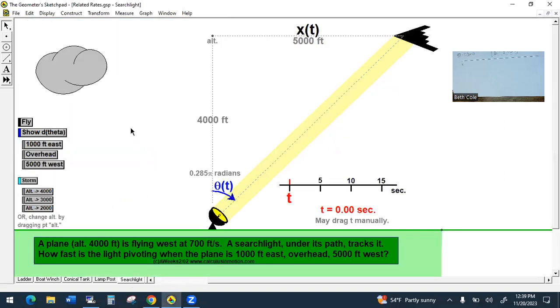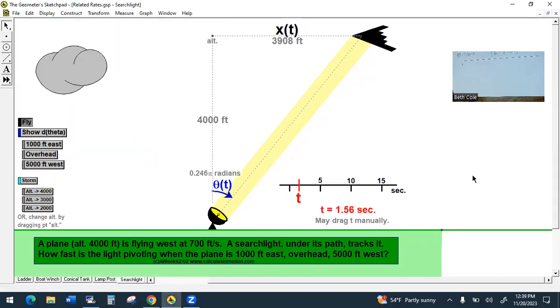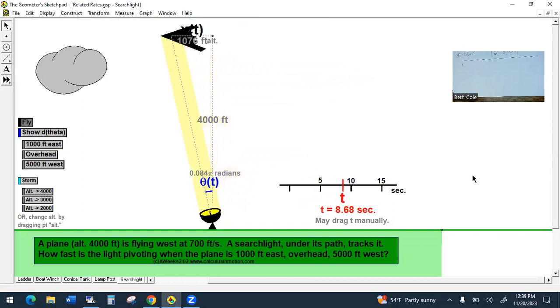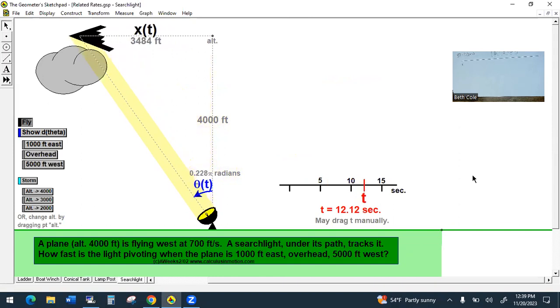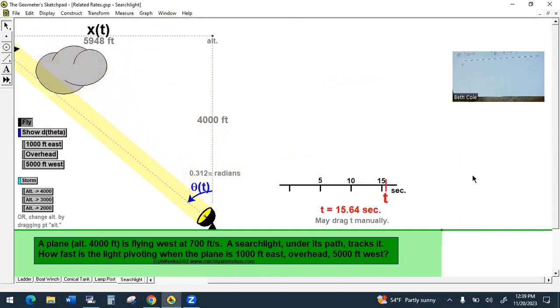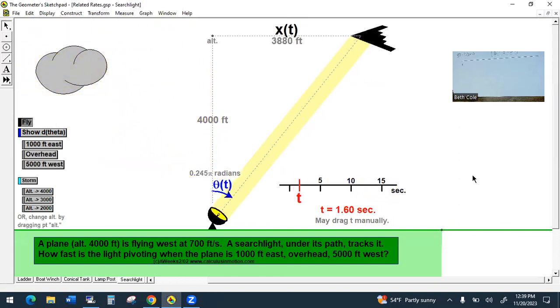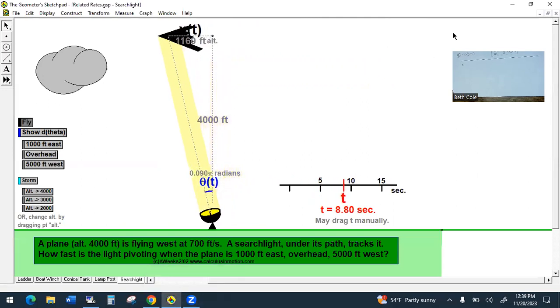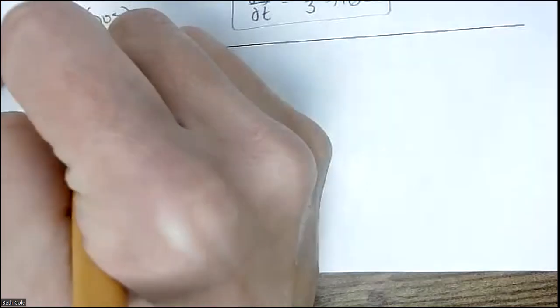So we did that one already. So this is the one, the plane is flying, and then there's a searchlight underneath that is rotating to follow it. And then it's going to go around the whole world and start over again. So real quick, what kind of triangle is it? It's a right triangle. Okay, so let's go back to our paper and go ahead and draw our right triangle.